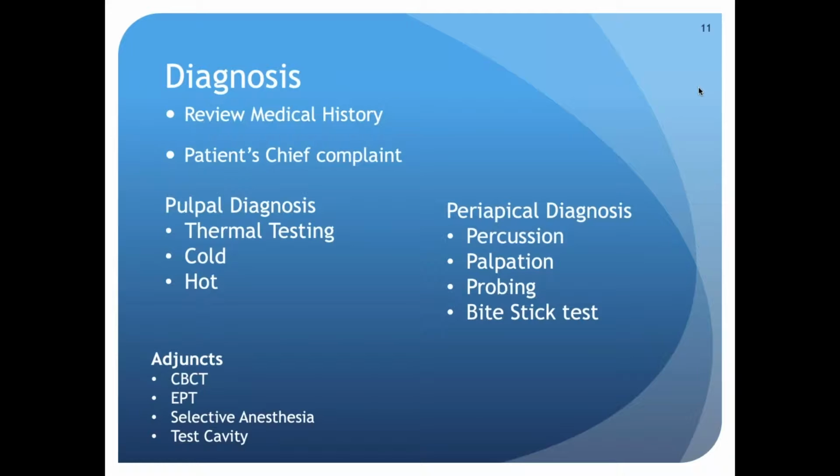So for endo, we always want to have a pulpal diagnosis and a periapical diagnosis. For pulpal diagnosis, we have thermal testing, either hot or cold. And for periapical diagnosis, we have our 3 Ps: percussion, palpation, and probing, and then our bite stick test. And then we have some adjuncts as well. Cone beam CT, a great adjunct that more and more of us are using. Your electronic pulp tester, your EPT, and then some tools that you may not need to use all the time except for extreme cases: your selective anesthesia, and of course your last resort, a test cavity.